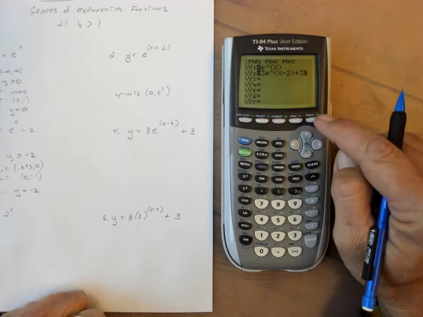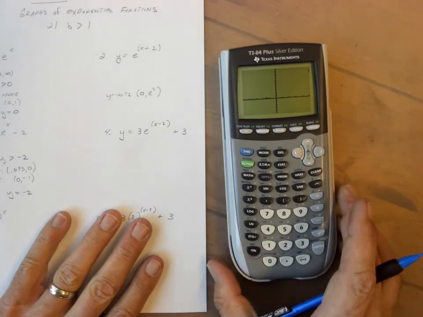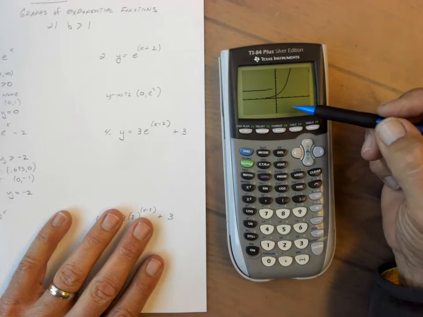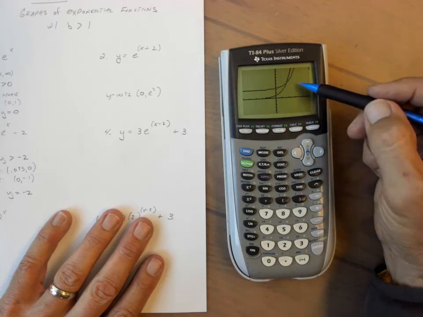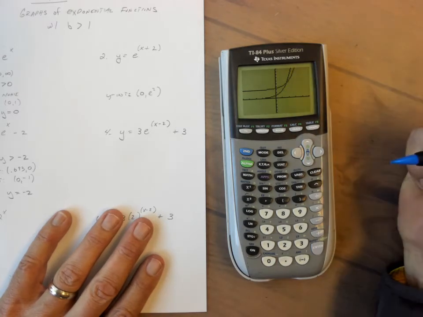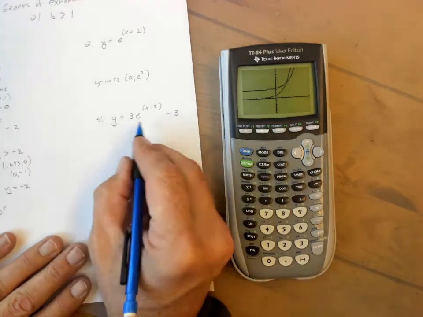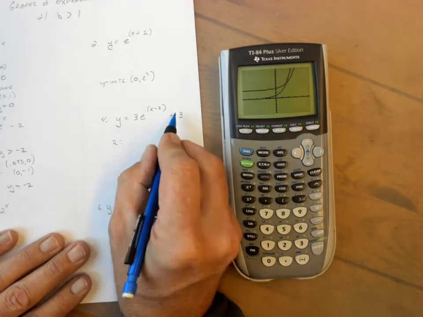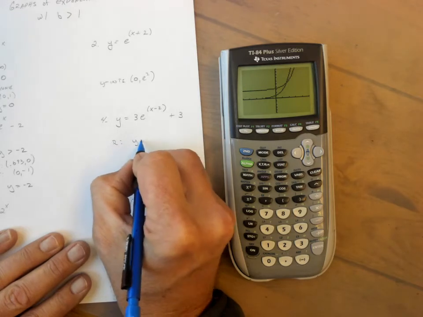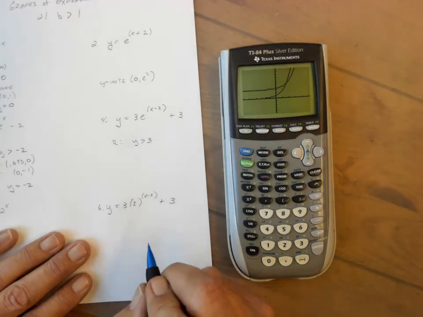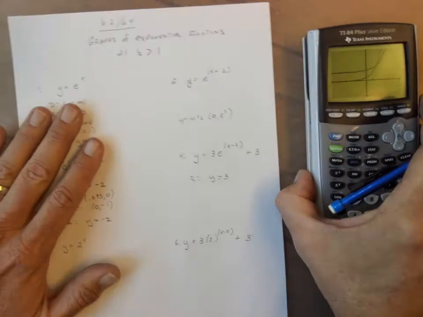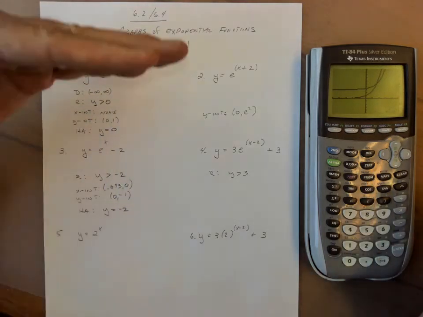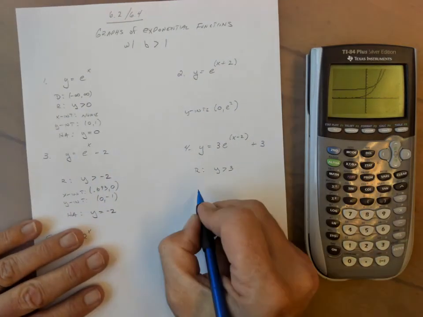units up. So we're going to hit graph again. First you see our parent graph, and then the next one, you should notice that we've gone 2 units to the right and 3 units up. So our domain is always going to be all real numbers. Our range now, because we've moved it up 3, is going to be y is greater than 3. Now remember, our original graph y equals e to the x did not have an x-intercept, and since we've moved it up, we still will not have an x-intercept.